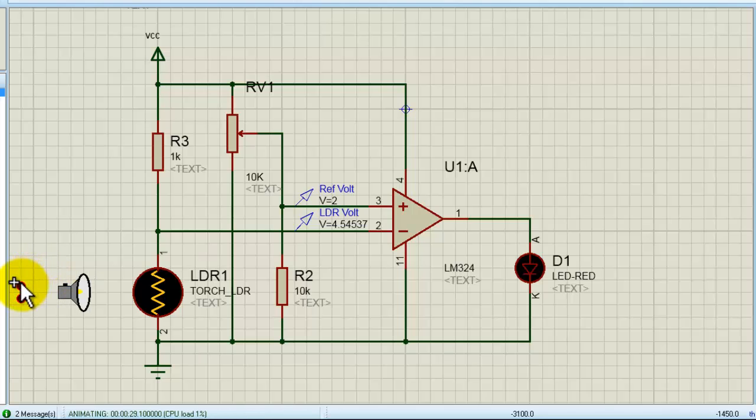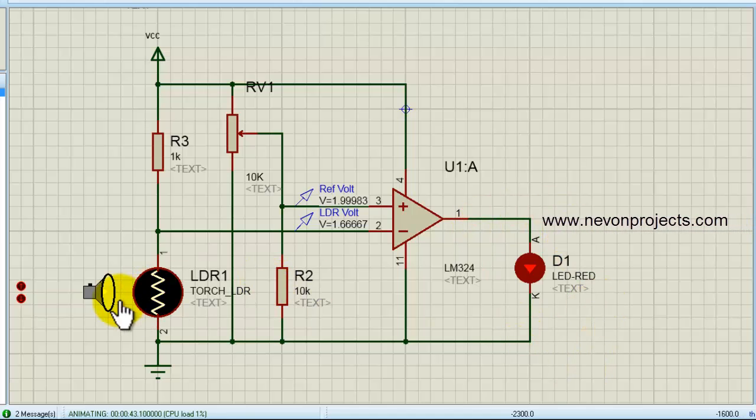As we increase, we can see that the voltage on the potential divider network is decreasing, and now it's at par, like 2.4 volts, and now it has reduced to 1.6 volts. As it is less than the reference, that is why now we have the LED glowing.